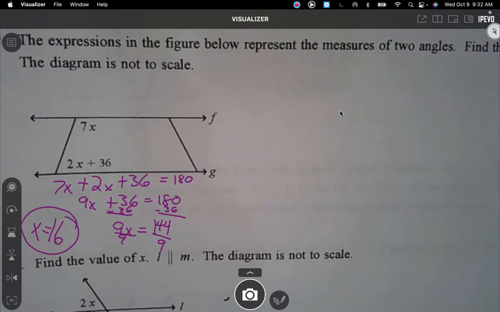X is 16. Some of y'all got a decimal on that one, right? Isn't that what y'all told me? But do y'all understand why it's 16? Okay. Did you end up getting it? You asked me about that. Okay. Are we okay with it now, though? You're writing it down?